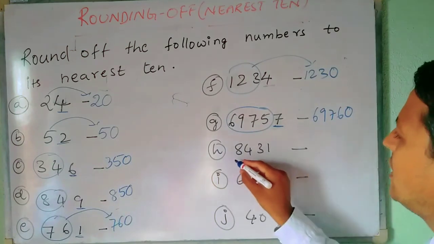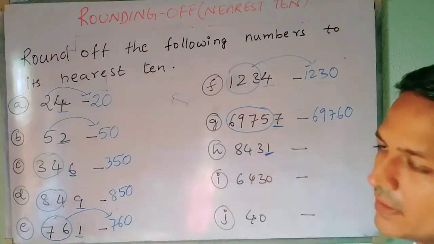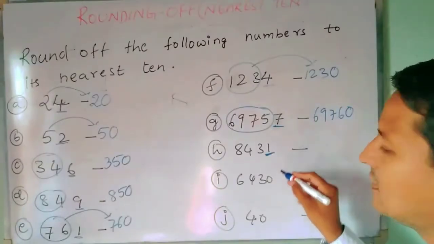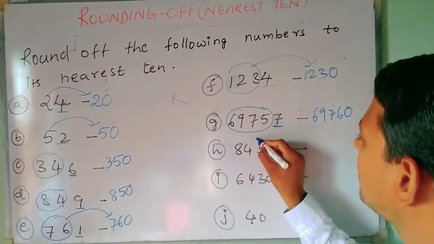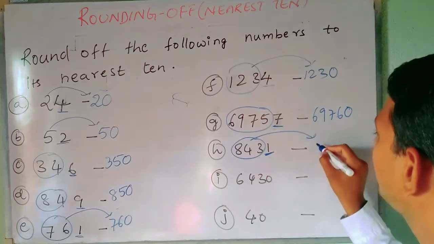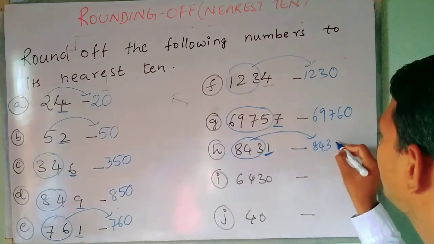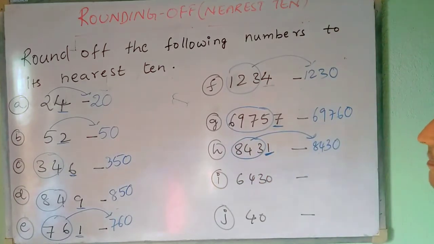In the same way, 8,431. In the ones place, we are having 1. 1 is less than 5. So the same number should be written. The same number is 843. So this is 843, and 0 should be placed.